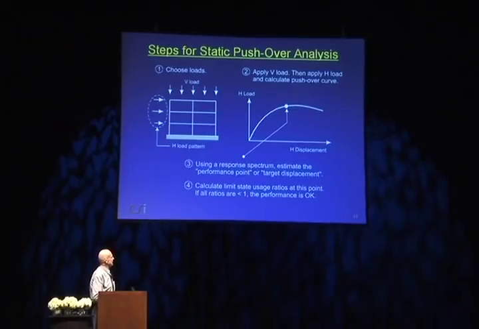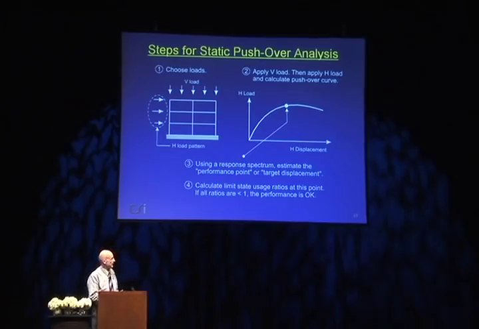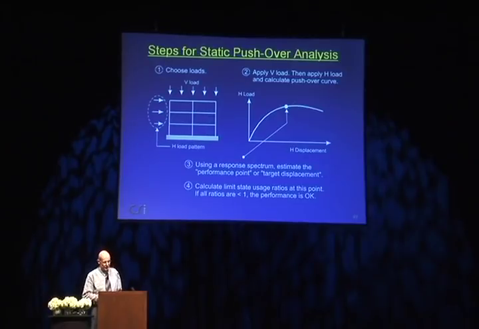This is your best estimate of whereabouts along this curve are the deformations that would correspond to an actual earthquake. The way you get this is using a response spectrum. This is the representation of the earthquake. You then, at this point, calculate the limit state usage ratios, and you check to see if they're less than 1. So two main steps: calculate the pushover curve and calculate the target displacement.